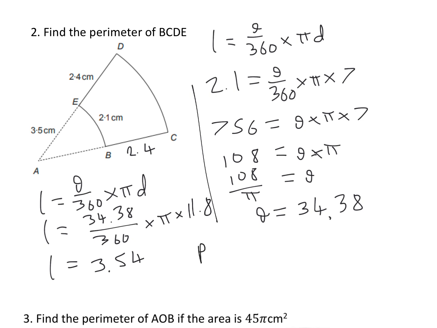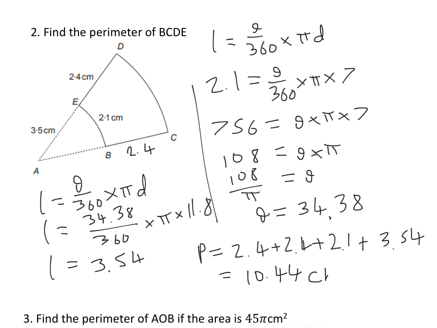So finally then the perimeter would be the 2.4 plus the other 2.4 plus the 2.1 plus, we just found out CD was 3.54. And that ends up with 10.44. It's the perimeter, so that will be in centimeters. Tough question, that. And now to number 3.